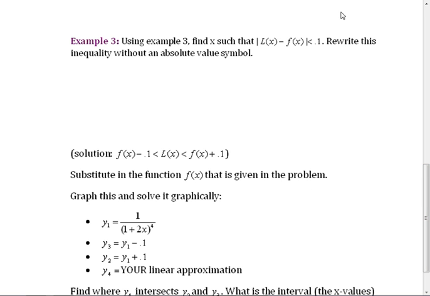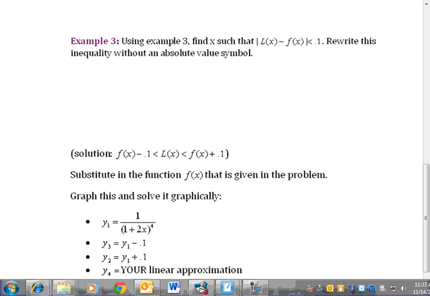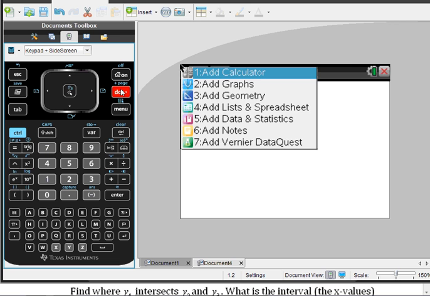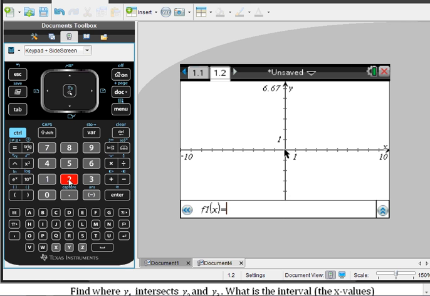Okay, I'm going to graph this function first. Now, should we try this with Inspire? The reason why I choose this is I get color. It still is done the same way. So I'm just going to add a page. Okay, add a graph. And the function was 1 divided by, no, they added it. 1 plus 2x.